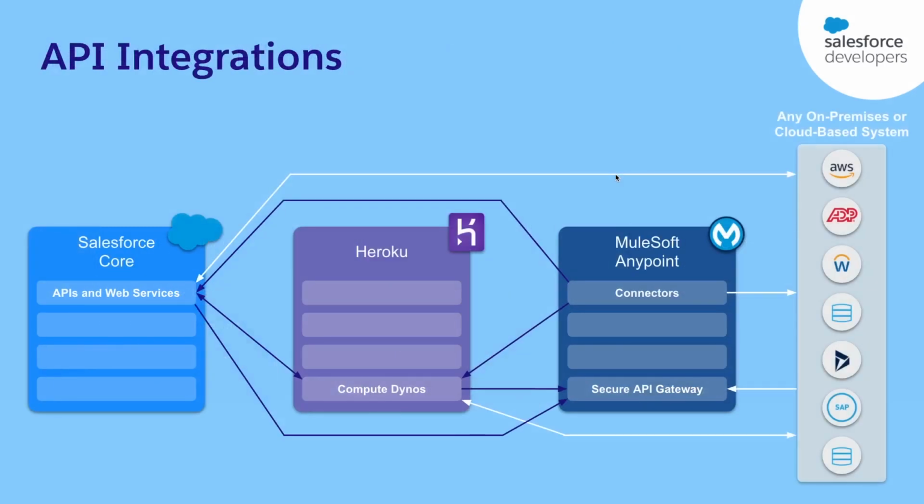Let's start with APIs. This is the most powerful integration technique, but it is also the most technical. APIs let you connect Salesforce Core, Heroku, MuleSoft, and third-party systems together. Salesforce Core exposes a set of native APIs as well as some web services. Heroku can consume and expose APIs in custom code running on compute dynos. And finally, MuleSoft can consume APIs with a set of built-in connectors, and it can also expose APIs with the Secure API Gateway. Here you can see different arrows that link the three different pillars with external applications, and they represent the interconnections that are possible with APIs.